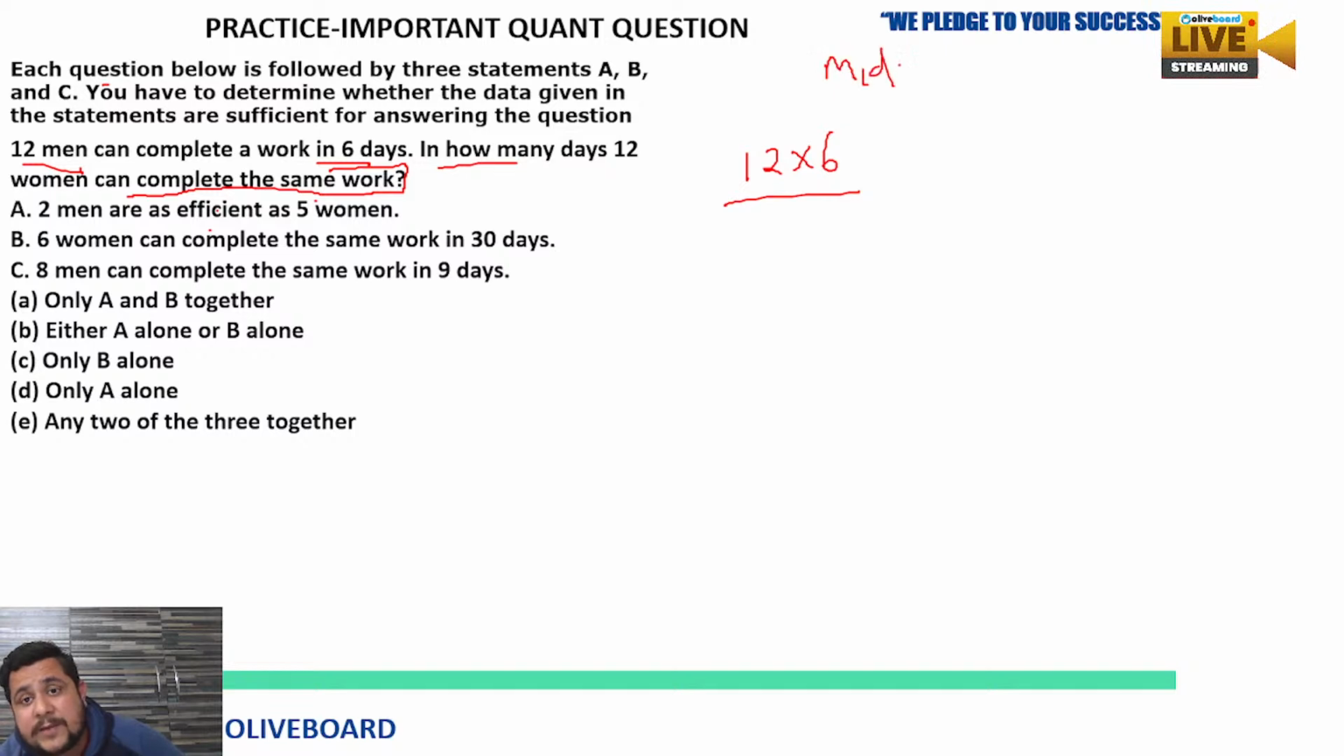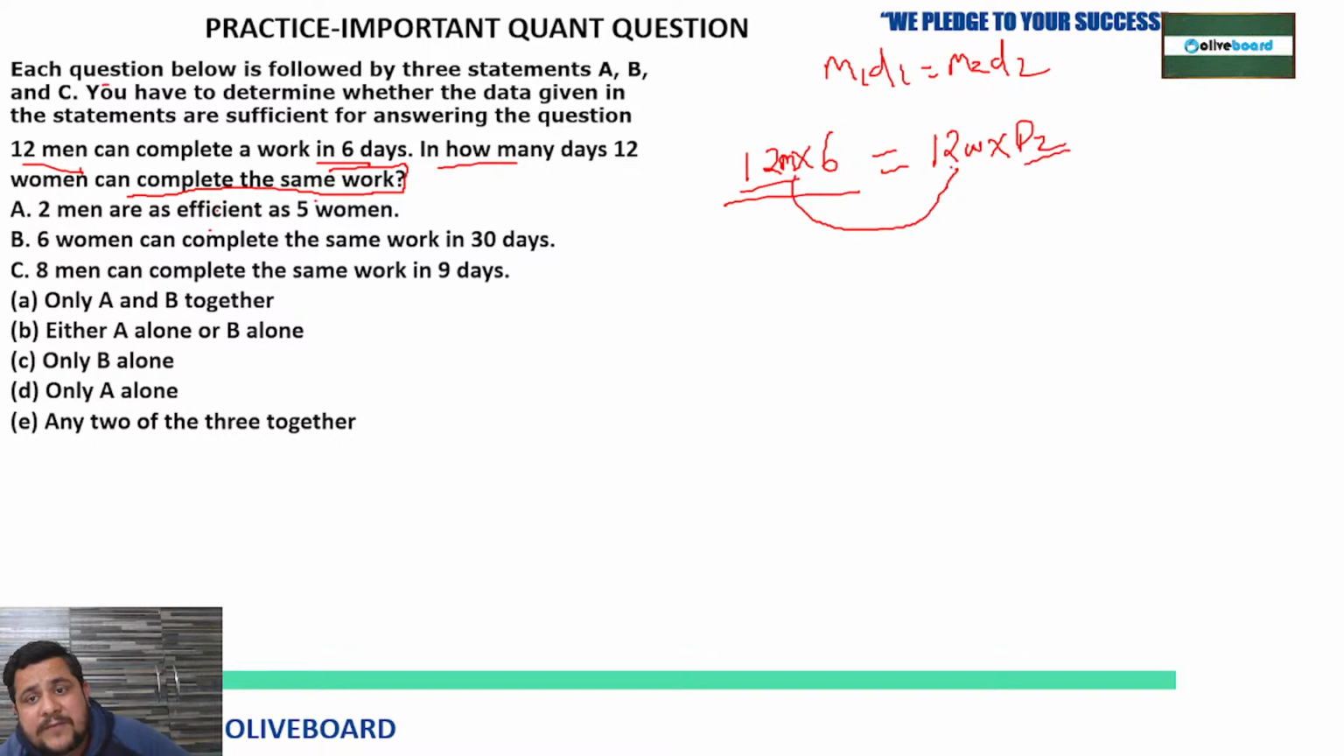So M1 D1 equal to M2 D2 we will follow here. So 12 men, because the unit of person is different, and 12 women here, multiplied by D2. So that D2 we need to determine. So we must know the relation between women and men, means their comparison, their efficiency ratio, so that we can easily decide.